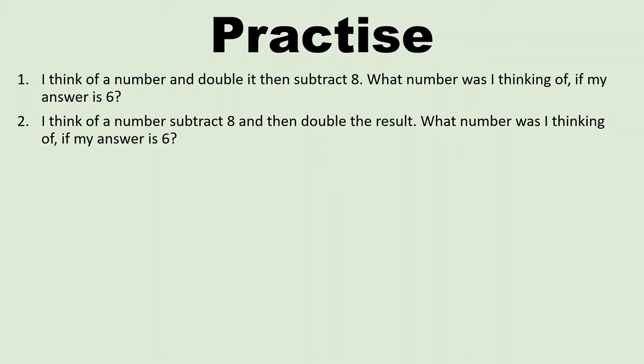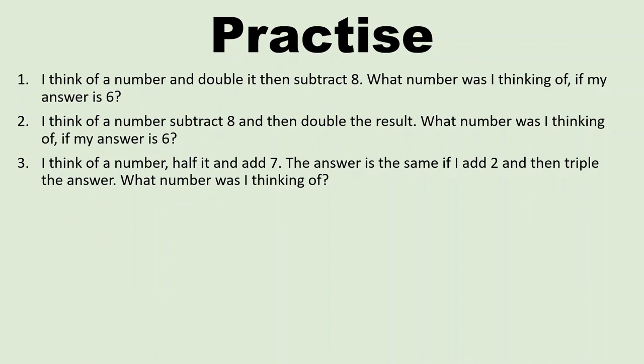Question 2, I think of a number, so any letter you like, subtract 8 from that, and then double the result. You may want to use brackets here. What number was I thinking of if my answer was 6? Question 3, I think of a number, any letter you like, half it, and add 7. The answer is the same as if I added 2 and then triple the answer. What was the number I was thinking of?